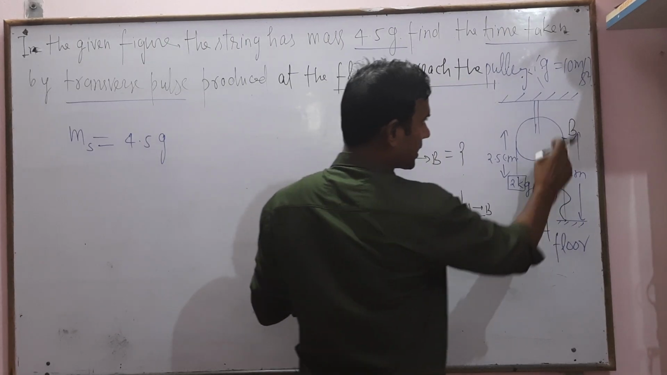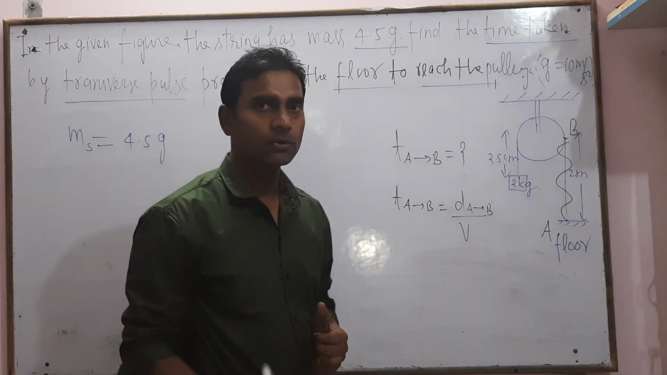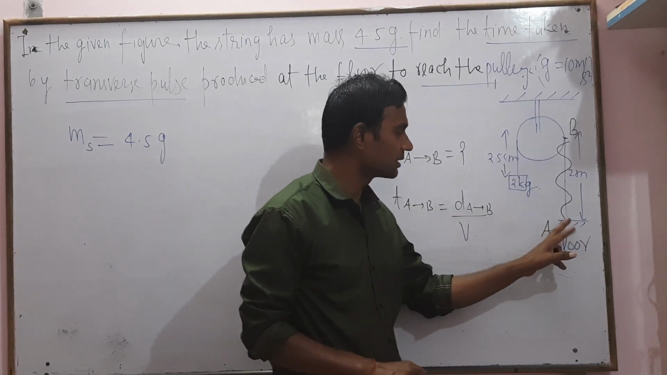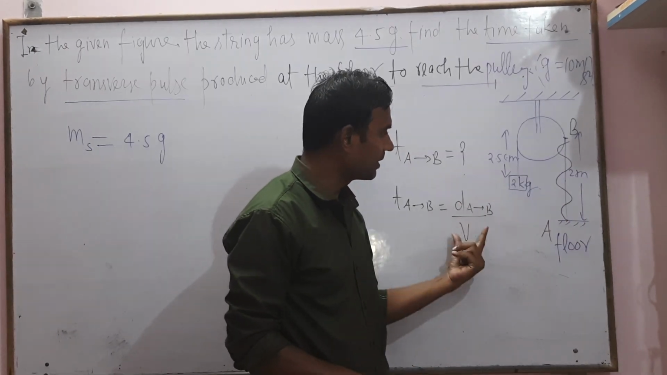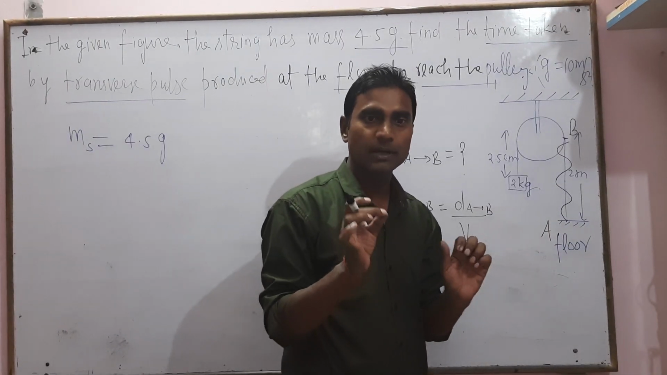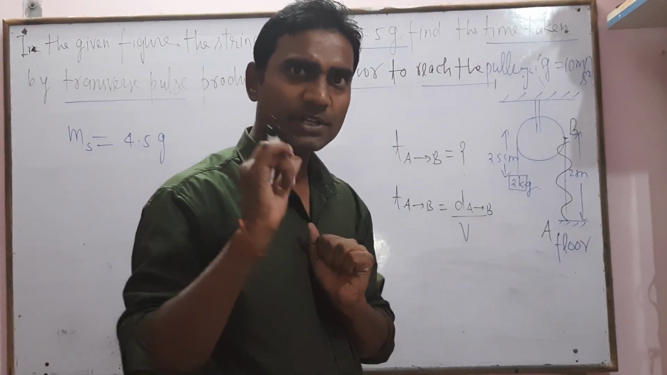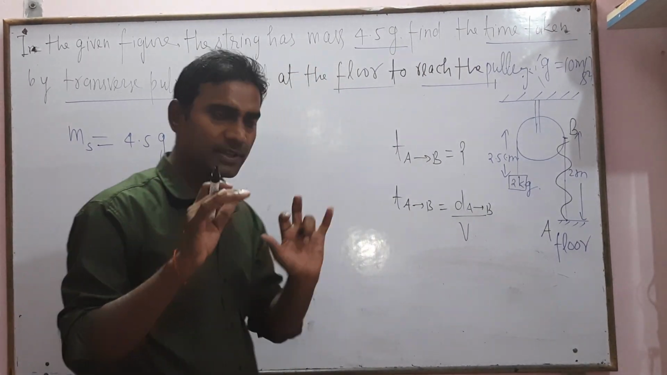So we produce a transverse wave from A to B. The time taken from A to B is equal to distance upon velocity. The distance is from A to B, divided by the velocity, and the velocity means the velocity of the wave. This is the interesting point: the velocity of the transverse wave.